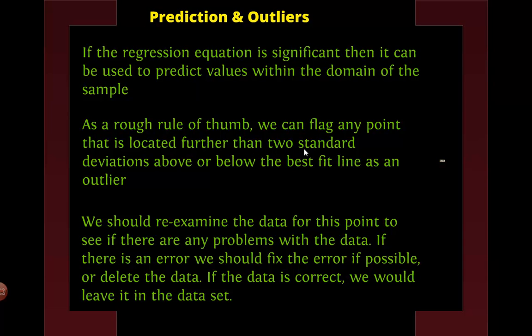Anything that's 2 standard deviations above or below the best fit line is an outlier. But we re-examine the data and we don't just remove it. If there's an error, we try to fix it or delete it. If the data is correct, you have to leave it in the data set. So outliers can happen.